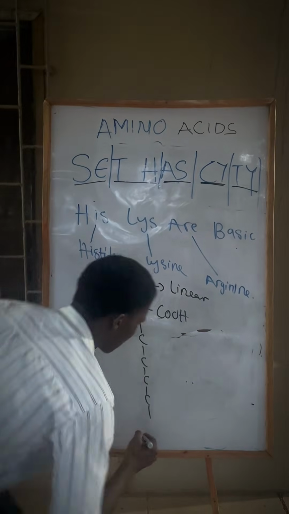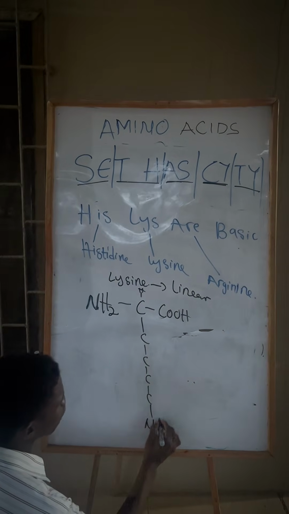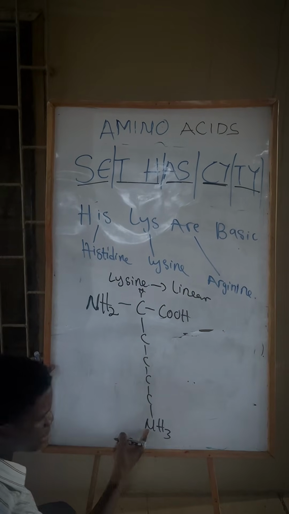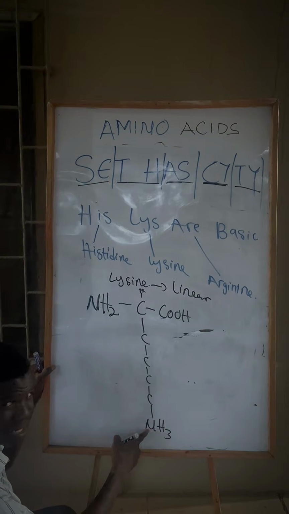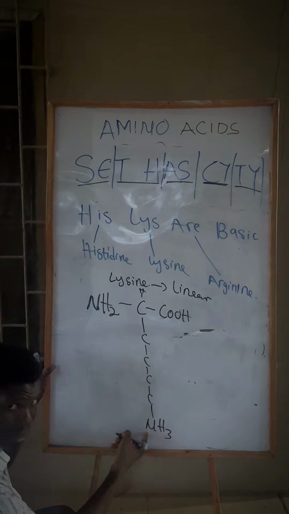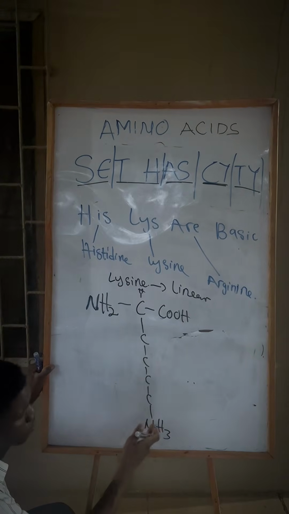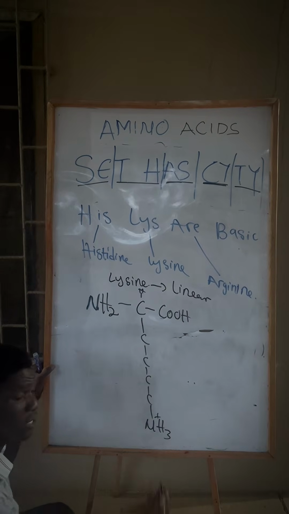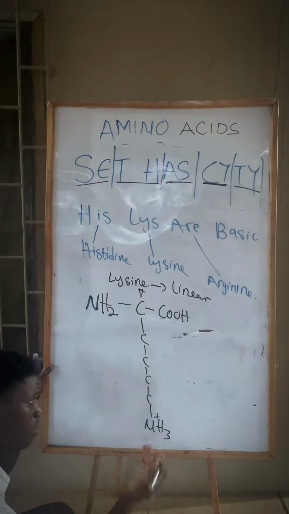Ammonia, NH3. But instead of putting NH3 here, you will notice that this nitrogen is going to have 4 bonds instead of 3. You can actually leave it as 4 bonds and put a positive sign on it. Okay, but it is not necessary.